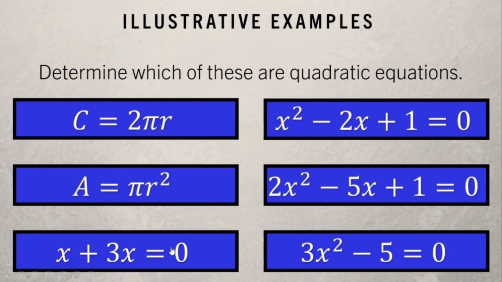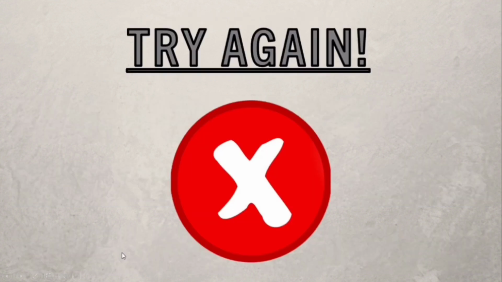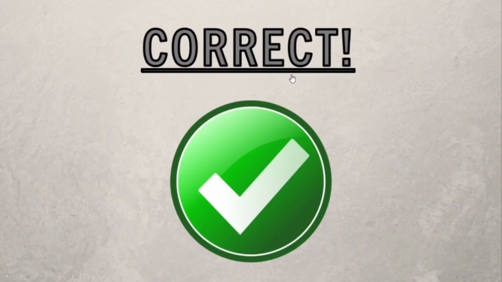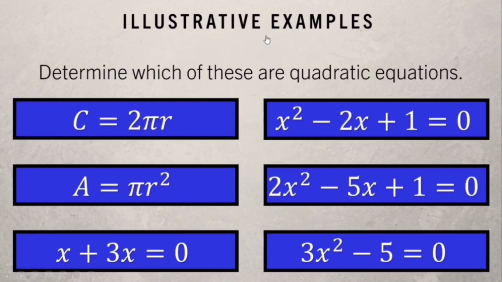How about x plus 3x is equal to 0? Try again, because that is not an example of a quadratic equation. Because as you can see, 2 is not the highest exponent in this expression or equation. We also have 3x squared minus 5 is equal to 0. Is that a quadratic equation? Correct! That is an example of a quadratic equation because 2 is the highest exponent.